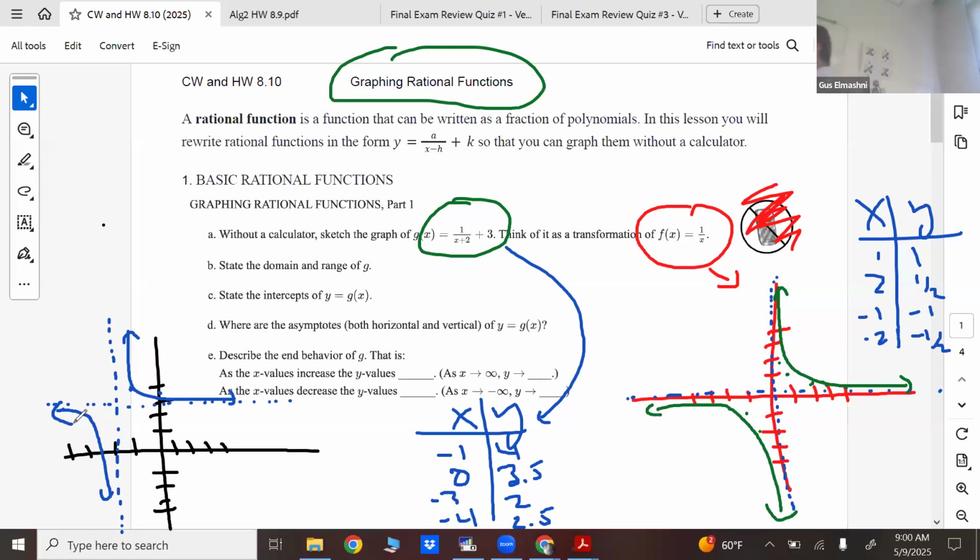Personally, if you have the asymptotes in the right place, you really don't need to plot points. You know the graph will look like that. You just plot points so you have an accurate graph. But that's what I do. Does that make sense?